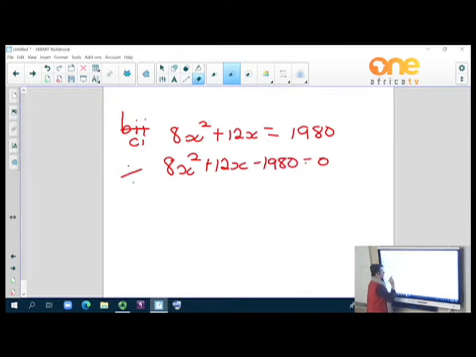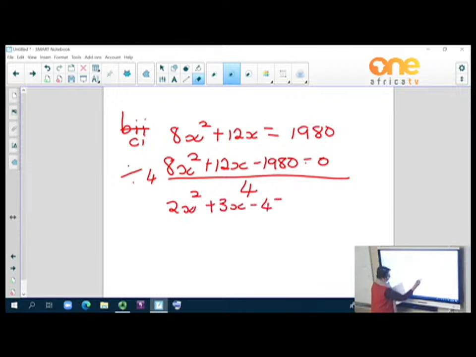And then to show it, you have to show me what you are dividing with. And I'm dividing this whole thing by 4. You can show it like this or like this. That's showing what you are doing. I need to see that. And the final answer is then 2x squared plus 3x minus 495, and we have to equate it to 0 to solve this equation.